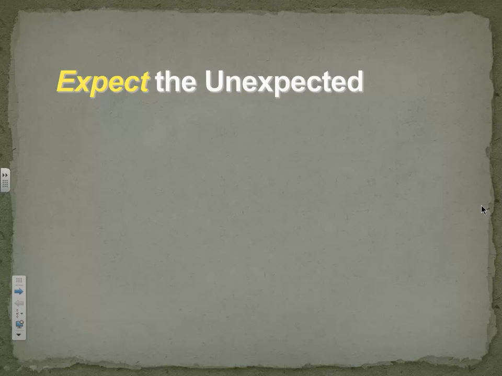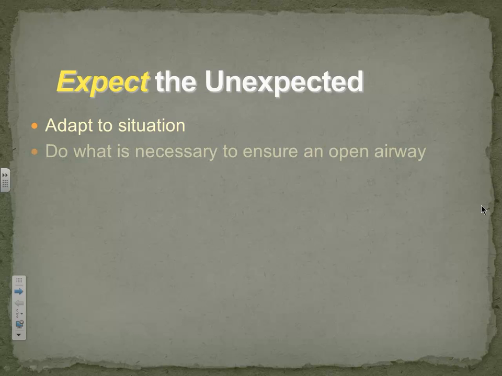Expect the unexpected. With multi-system trauma, all bets are off, and you're going to have to be very adaptable. You're going to have to make decisions. I can give you guidelines, but you're going to be making these decisions. You're going to have to do whatever's necessary to ensure that patient has a patent airway. Now, that doesn't mean do an emergency crike. That's not what I'm talking about here, okay? So I don't want to hear that from you. I don't want to read about it in the paper.